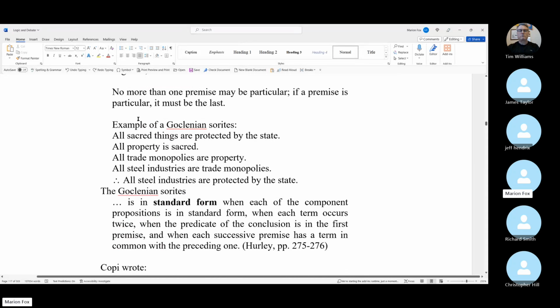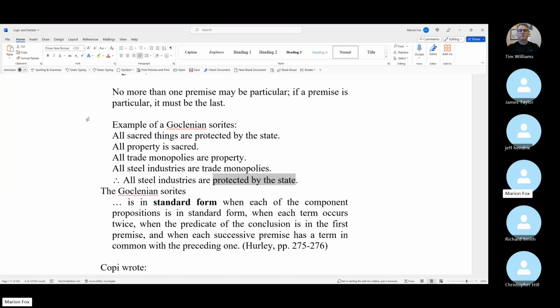All sacred things are protected by the state. All property is sacred. All trade monopolies are property. All steel industries are trade monopolies. All steel industries are protected by the state. Protected by the state is the predicate of your conclusion. So the order of how they're arranged is different. So both of these forms are valid.